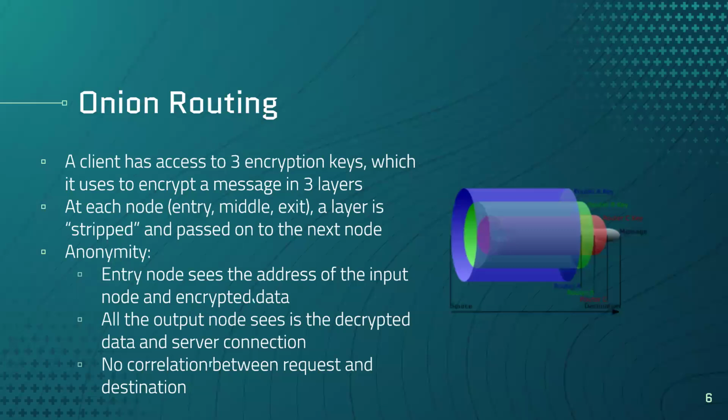The important thing about how this protects your anonymity is the entry node only sees your IP address and all the encrypted data. The output node, all it sees is the decrypted data and the server connection. And in the middle is all the bouncing around the Tor network, and all of that data is encrypted. And there's no correlation between your request and your destination.